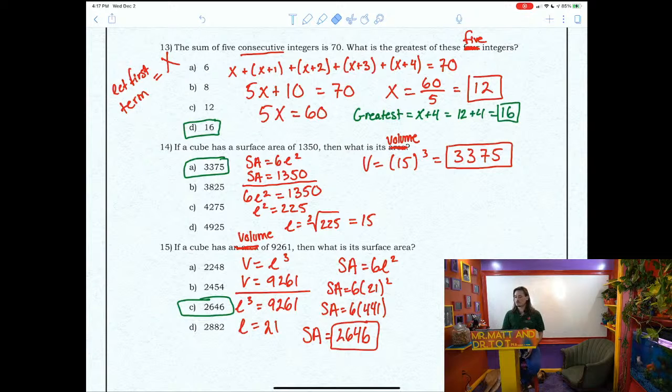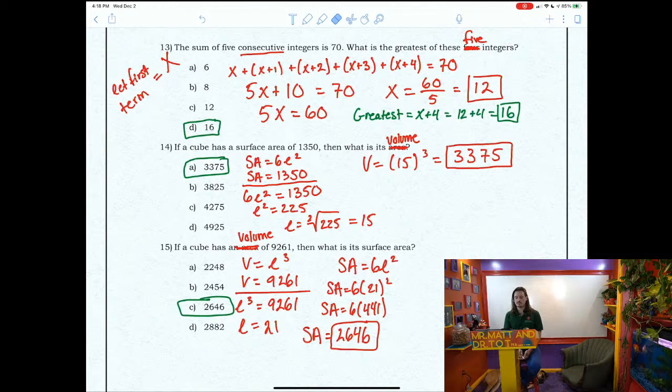Okay, so number 13. If we let the first term be equal to x, then the second term, they're consecutive here, so they have a marginal distance of 1, not 2. If they're odd or evens, then we're skipping over a value as we go to each term. Here they're just merely consecutive, so it's just plus 1 each time.